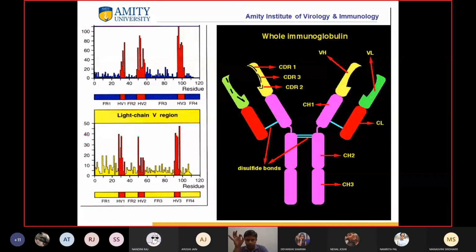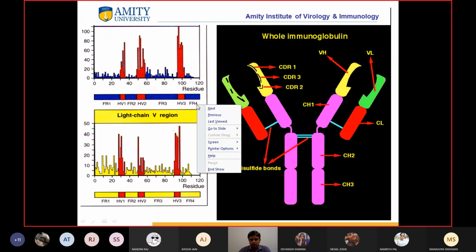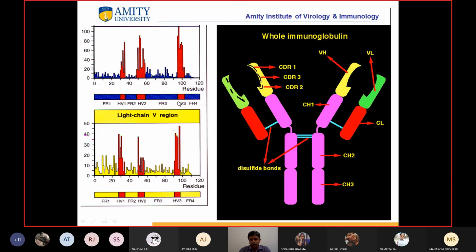So students, I hope you remember yesterday we saw this image, right? So we now know that this is the variable region domain, then you have the constant region domain, and again we have talked about the framework region. So you can see there are four framework regions, right? And three hypervariable regions in the variable region domain. Okay, so I hope this is clear. Now today we start with the hinge region, which is here.